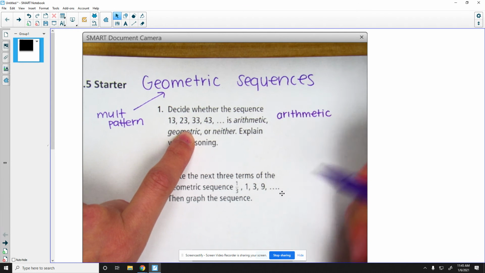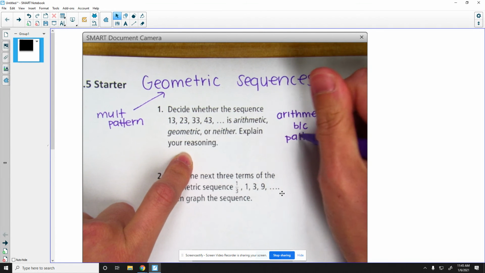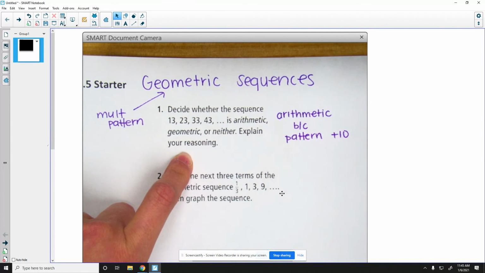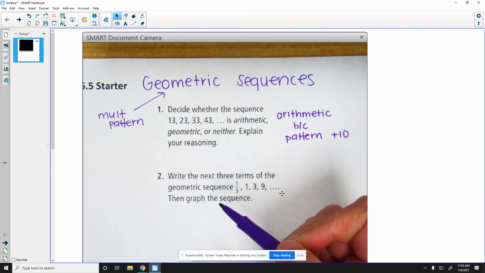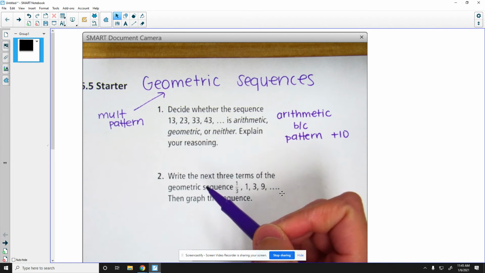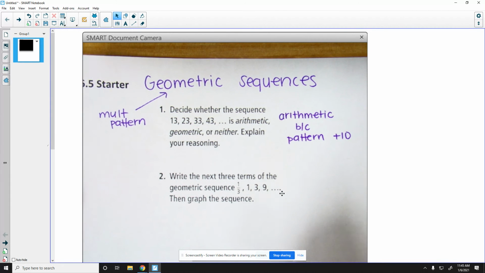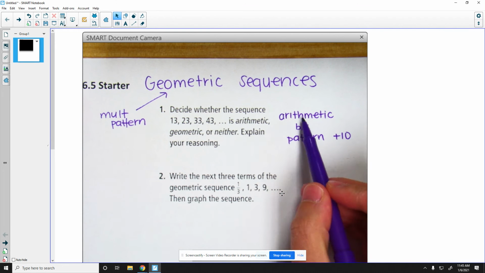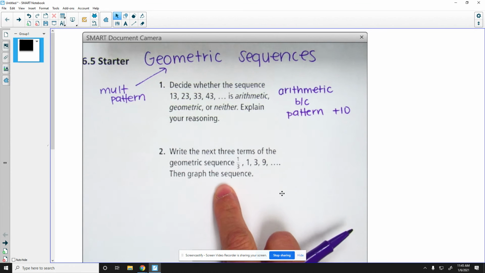So this is an arithmetic sequence, and it says explain why. Because your pattern is plus 10, right? You're adding 10, adding 10, adding 10. So it's arithmetic. Geometric would be if you're timesing it by something. Neither would be if there's no pattern. Okay, so that's the first biggest thing you need to know. Arithmetic is adding, subtracting. Geometric is multiplying, dividing. All right, let's do the next one then.